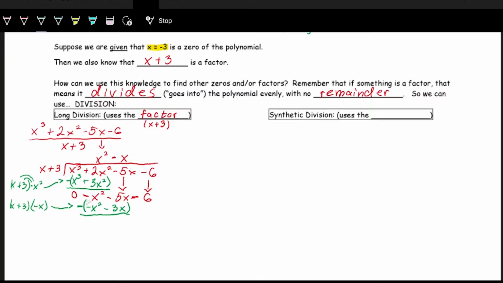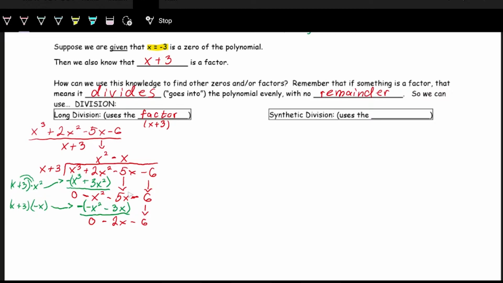And then from here we do the subtraction. We have the subtraction out front, so this becomes positive x squared. Negative x squared plus positive x squared is 0. That was our goal. And then we have negative 5x, and then negative 3x here, but it's subtraction, so that subtraction goes on the inside. So this is plus 3x, which comes out to negative 2x. And then we bring down that minus 6.